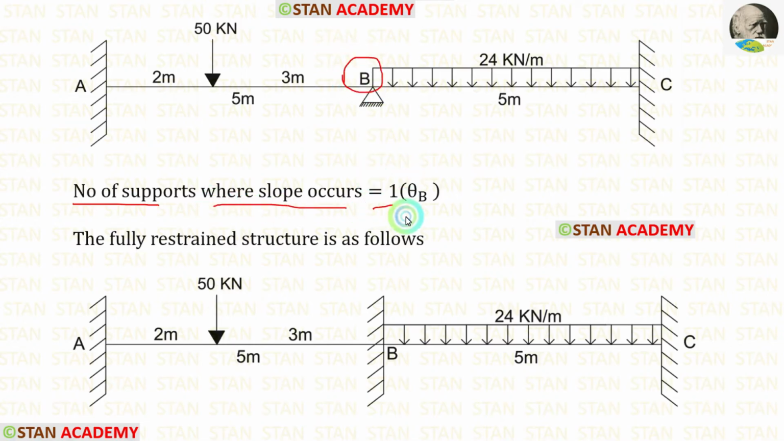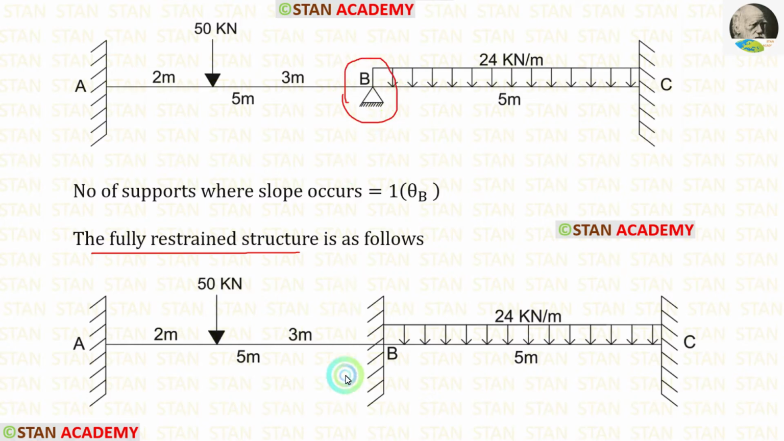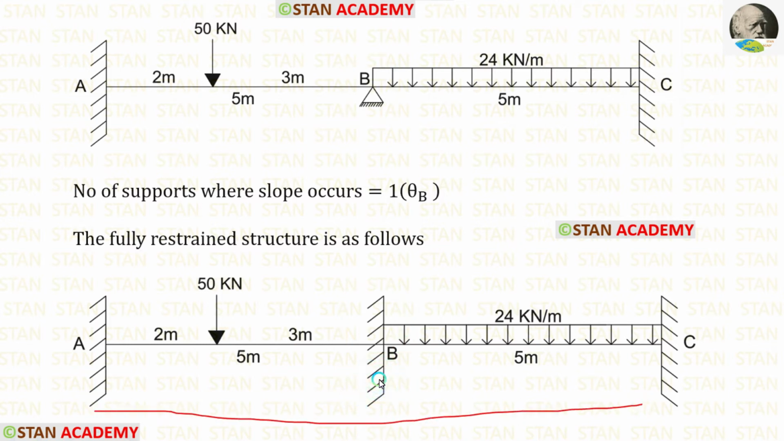In the point B, we are having theta B. So, in this analysis, there is only one unknown, that is theta B. If we calculate this unknown, we can easily find the final moments. Now, let us make the fully restrained structure. In the fully restrained structure, there will be no slope. We know that only in the fixed support there will be no slope. So we have to remove the hinged support from the point B and replace with the fixed support. Right now in this beam there will be no slope because all the supports are fixed.